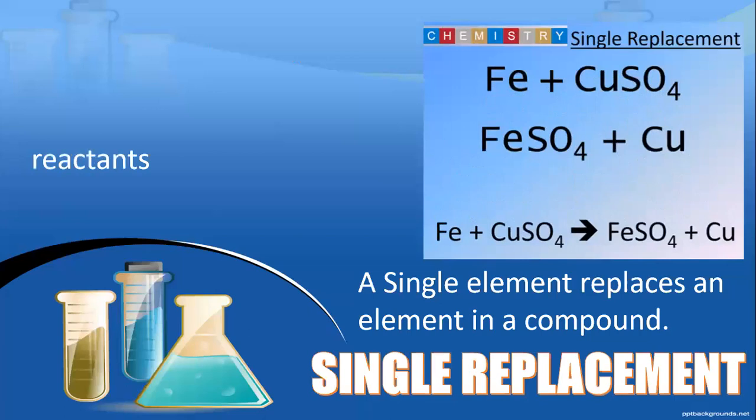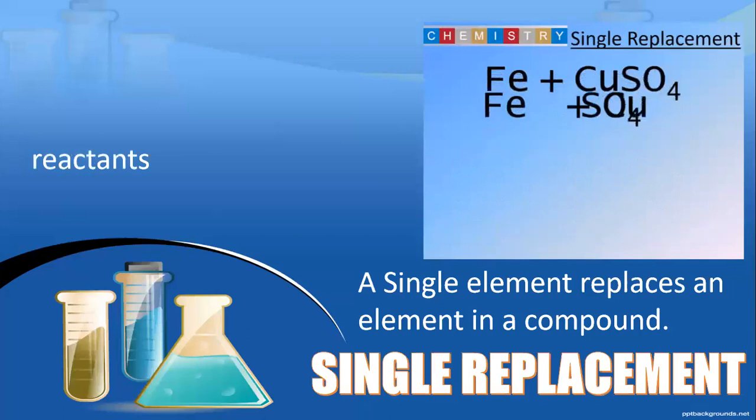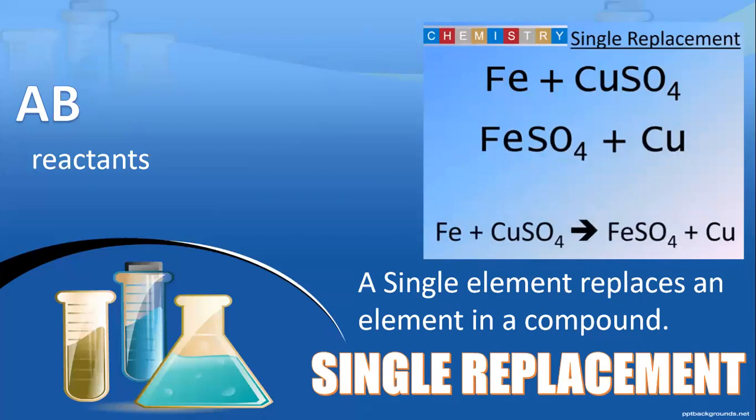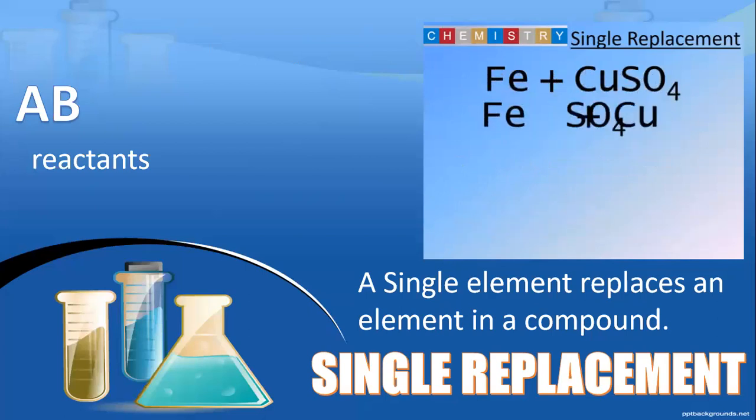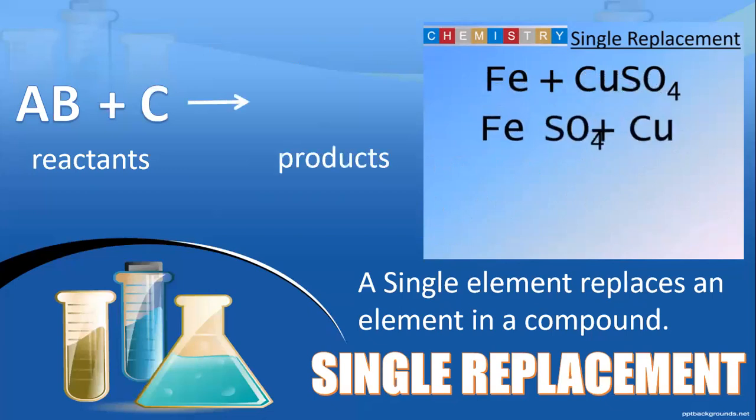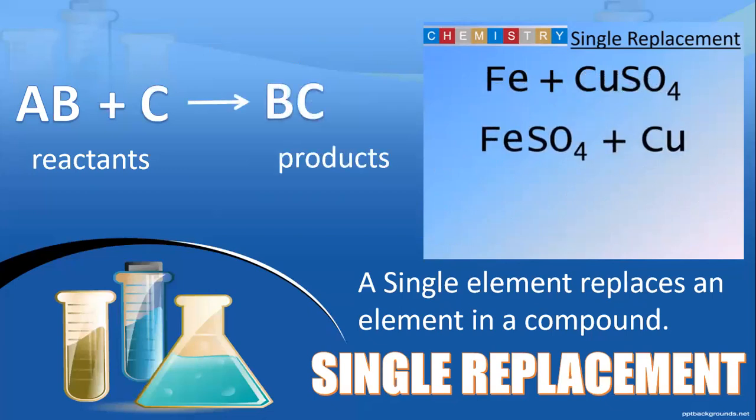Let's say we have the reactant AB, which is already a combined element or compound, that reacts with element C, which is the uncombined or single element. The element C, which is a single element, replaces element A. So the products will be the combined elements BC and element A.